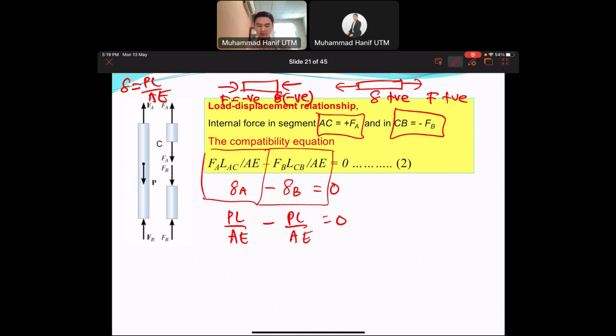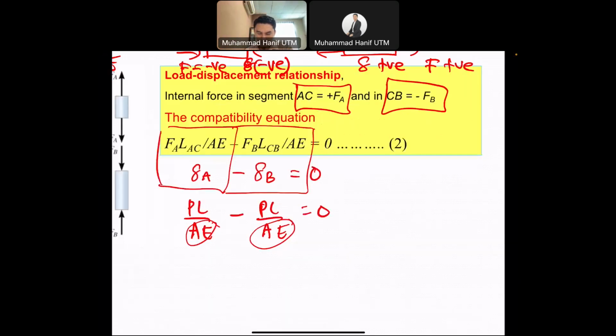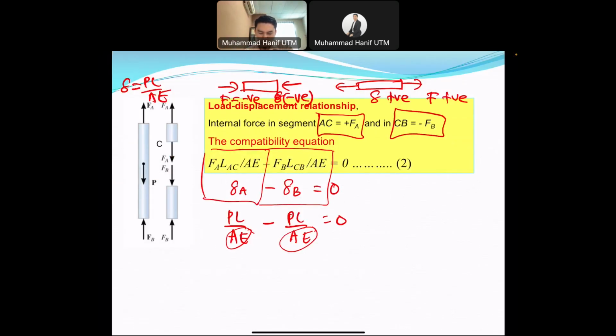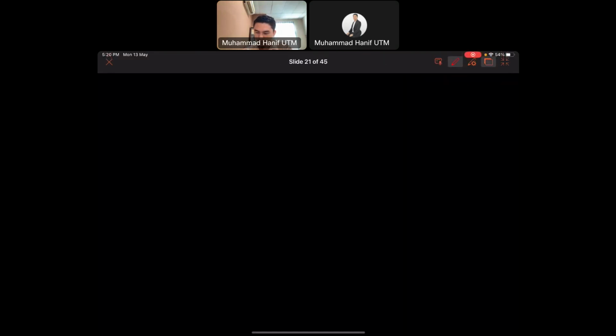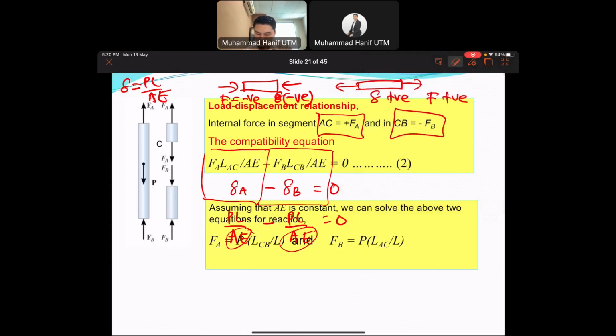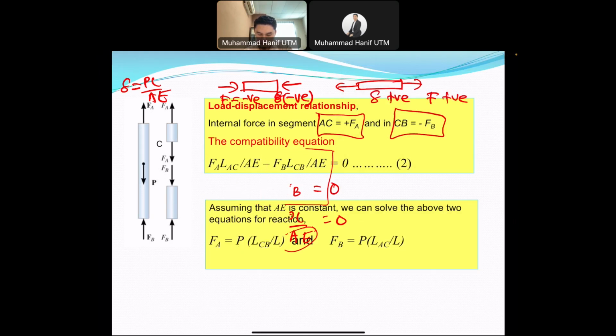Of course, AE will be the same for both segment AC and segment CB, so the area and the modulus are the same. The only differences are F and L. Once you have this formula, number 2, just substitute all the information of F and L into the equation. Sorry, before that, let me erase this one.